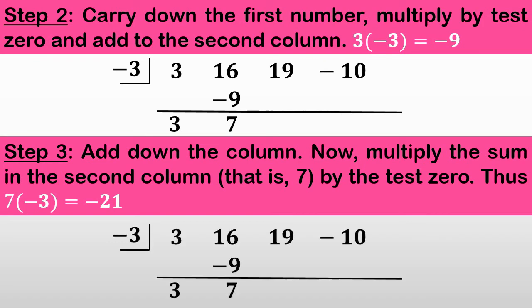Copy again the solution and then multiply the result to the test 0. 7 times negative 3, the answer is negative 21. So, put again to the next term or dun sa tapat nung next term natin. So, we have here 19 minus 21. Okay. Let's proceed to the next step.